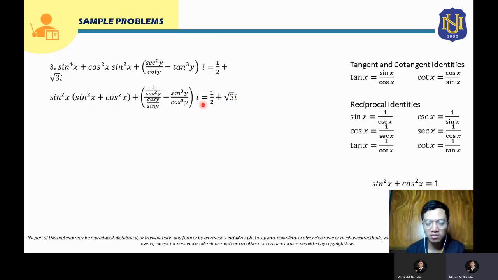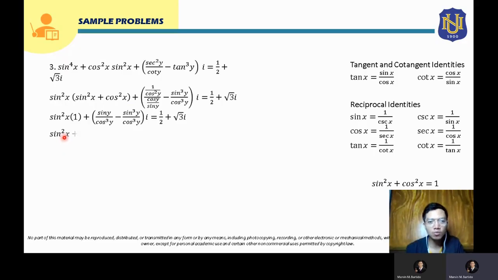Just rewrite the remaining terms, and after that, we can simplify this further. As we know, sine squared x plus cosine squared x is one of your Pythagorean identities, and that is just equal to 1. Then simplifying this, dividing the two fractions, that will just be 1 times sine y over cosine squared y times cosine y. So that will be sine y over cosine cube y, minus this fraction. That will just be rewritten here, and then you just rewrite the remaining terms here.